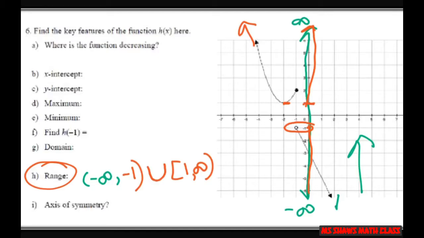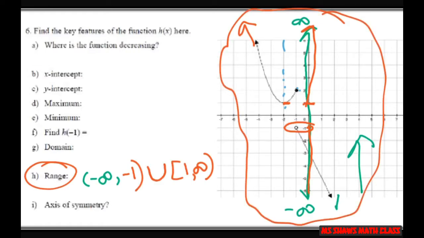And then axis of symmetry, we don't have it. Because even if you look at this piece and want to call this axis of symmetry, they don't match up. Because this doesn't continue on. It's not symmetric. And if you're looking at the whole piece, the whole piece is not symmetric. So here you would put n/a.